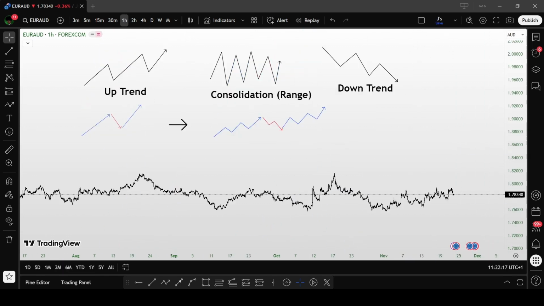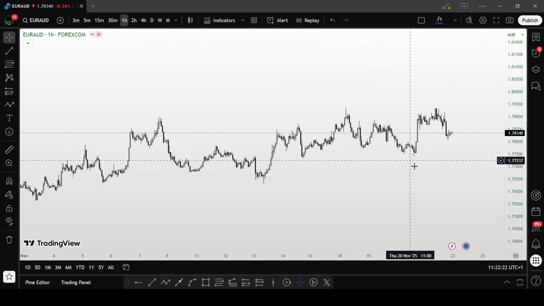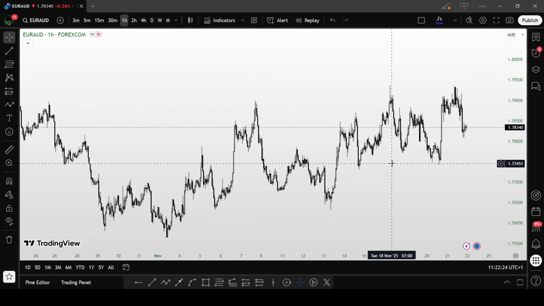We should actually take this into the charts so that we will have some better examples over there. So over here we have EUR/AUD on the 1 hour time frame. Now everything looks better on the books, which is exactly why we need to actually look at the charts and have real life examples.